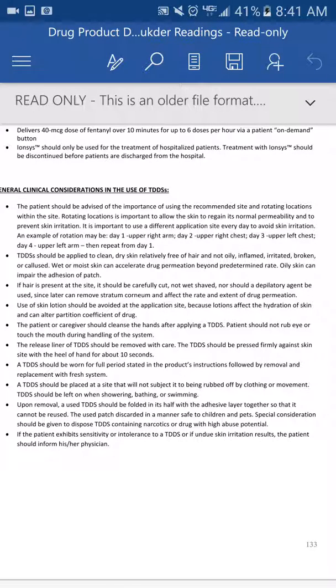The patient or caregiver should cleanse the hands after applying it because it could absorb through your hands. And also, you should not rub your eye. Obviously, the release liner should be removed with care. You don't want to do it really quickly because you're going to mess it up. Press firmly against the skin for about 10 seconds so it can adhere. It can stick to you. It can be adhesion. God, can't get it out.